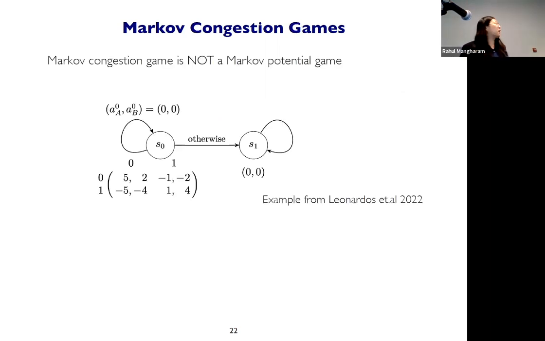However, Markov congestion game is not, in the general case, obviously a Markov potential game. And this is the example from the first paper that proposed the Markov potential game. The checking and verification of MPG is quite a challenging task. And this simple example shows that the previous static congestion game potential function cannot just be naturally extended here.